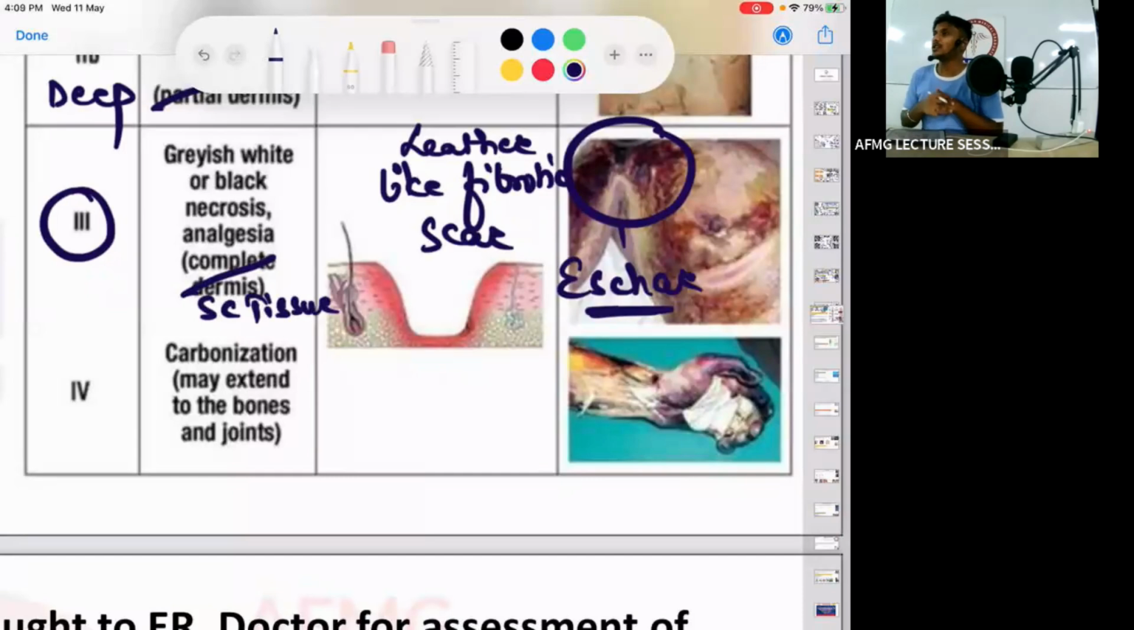So this question was asked. What is the treatment of choice for eschar? Escarotomy. No issues with this.